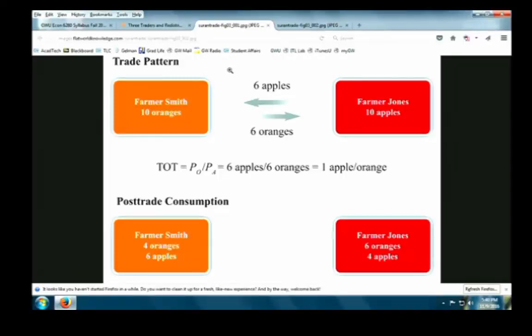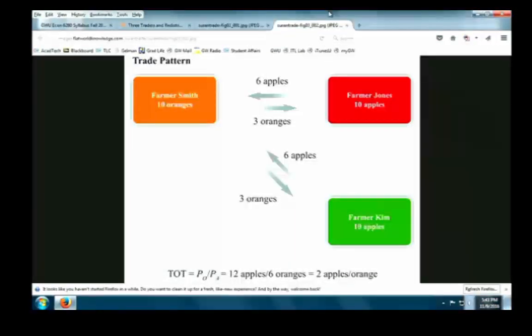Now, to introduce another element to it, we're going to change the story just a little. Now we're going to say that Smith and Jones have been coming together on a regular basis, trading six apples for six oranges, mutually voluntarily and to their advantage for a long time.